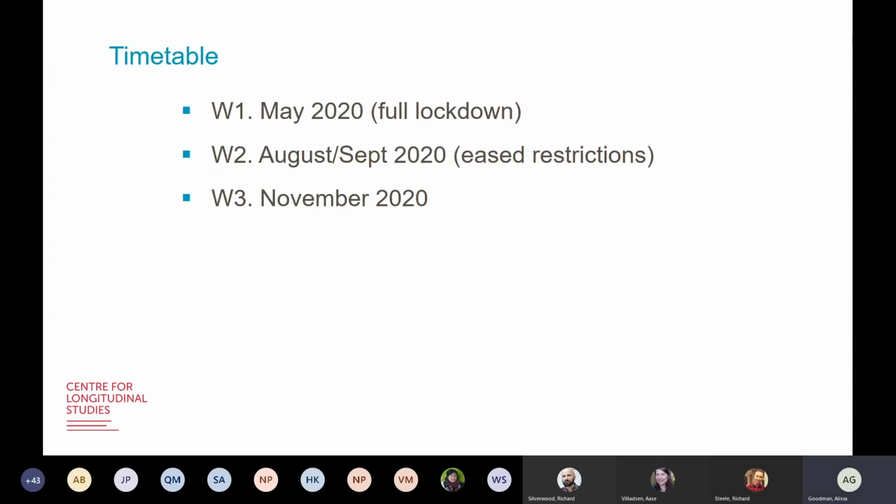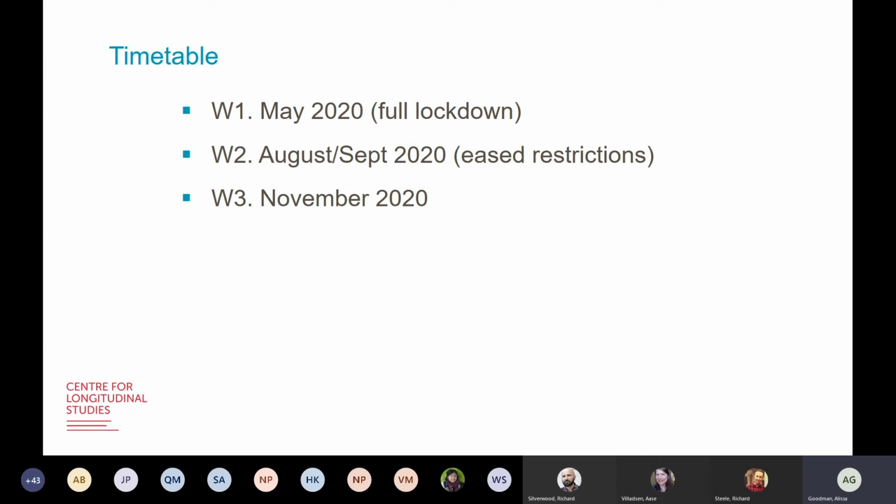Okay, so in terms of the data collections that we've done, we carried out what we're calling a wave 1. We don't mean wave in terms of the COVID infection, but wave in terms of survey wave. We carried out our wave 1 in May 2020 at what was essentially the fullest part of the lockdown. Data collection took place from the beginning essentially through to the end of May.